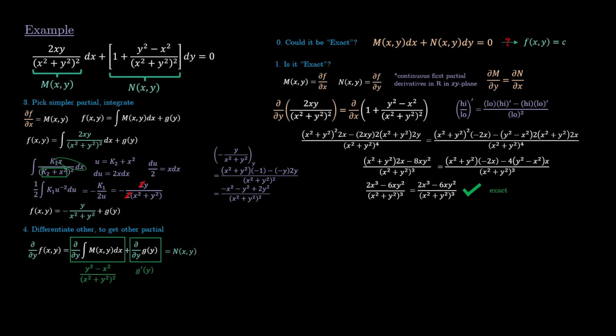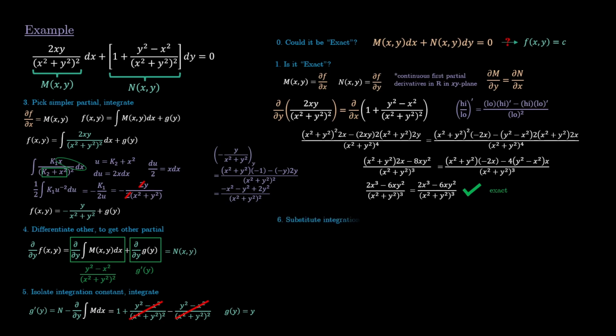Step 5 is to isolate the integration constant and integrate it. So we isolate for g prime of y. And in short, rewriting everything, it's just n minus the integral m dx and the derivative of that with respect to y. And plugging everything in, we shall get the following. Where this was n, and this was what we just solved here. These cancel, so essentially we are left with just 1, but the integral of that with respect to y is just y.